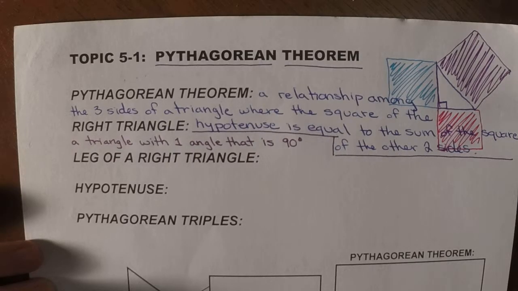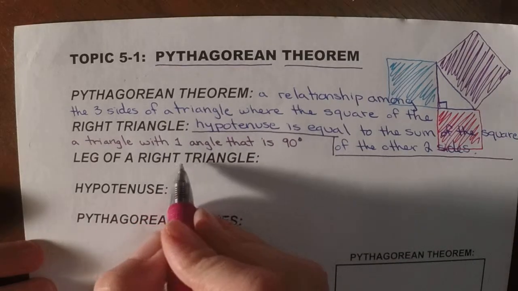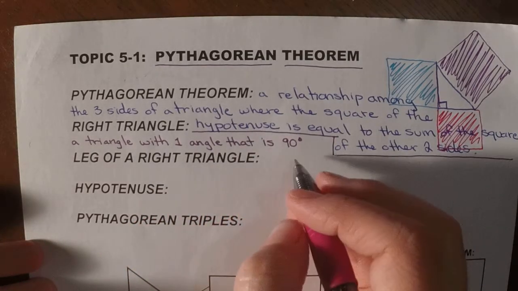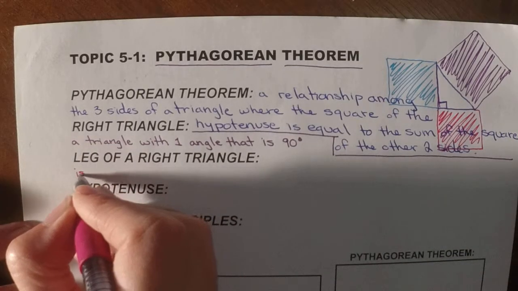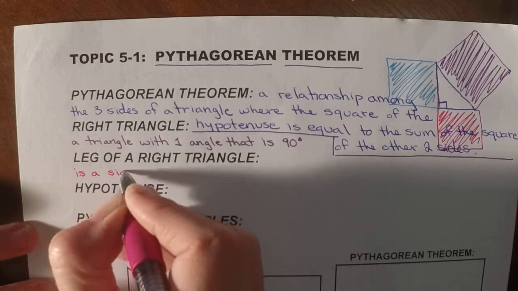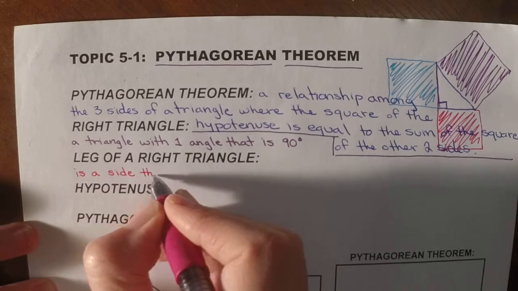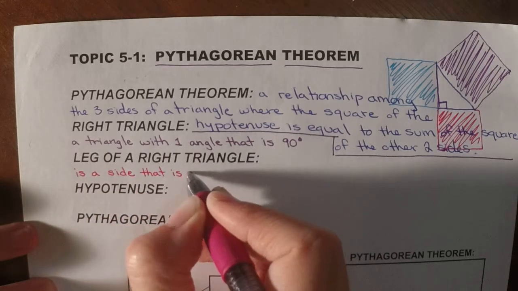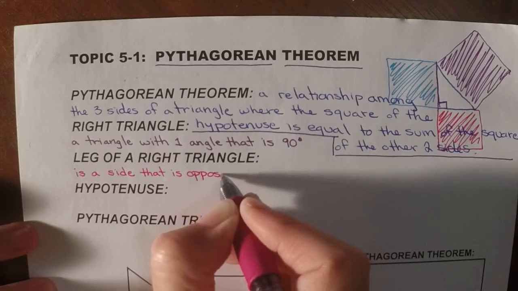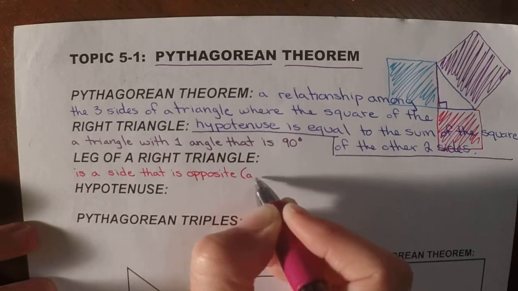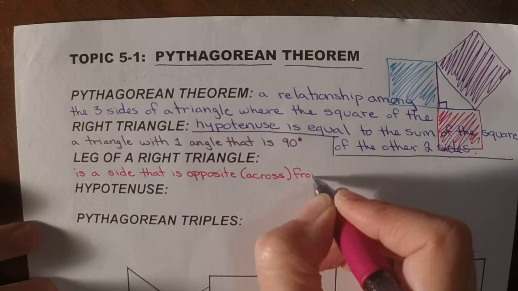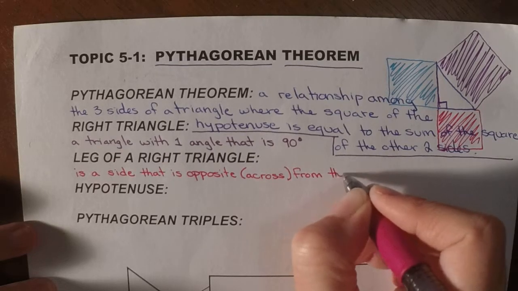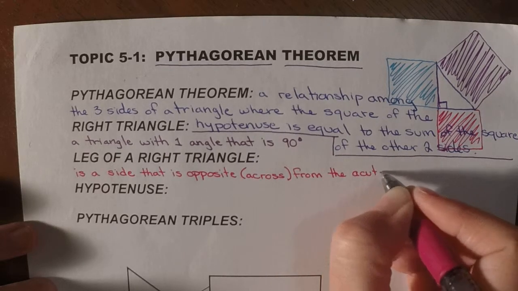Okay. Then we need to define what the leg of a right triangle is. It's the same thing as a side, but more specifically, the leg is a side that is opposite or across from, opposite just means across, the acute angles in a right triangle.